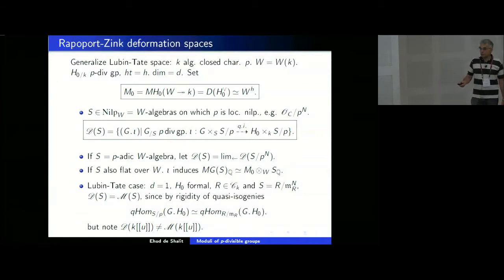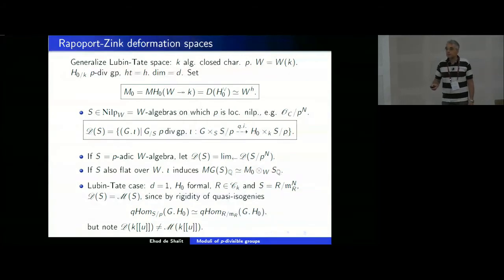However, if you take rings which are not of this sort, you should be careful. For example, for the power series ring over k, formally speaking, the two deformation problems give different answers.